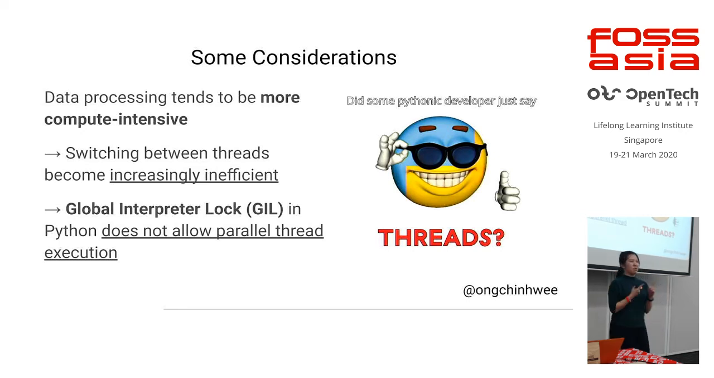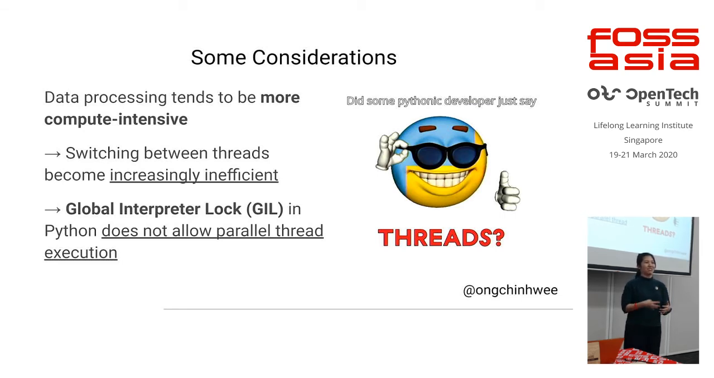Because number one, data processing tends to be more compute intensive. So usually I will be doing something to the data, like doing a map function or trying to calculate something. Those are compute intensive. And if I want to keep switching between the threads just to perform my operation, it will become increasingly inefficient. And to add on to your problems, Python has the GIL.